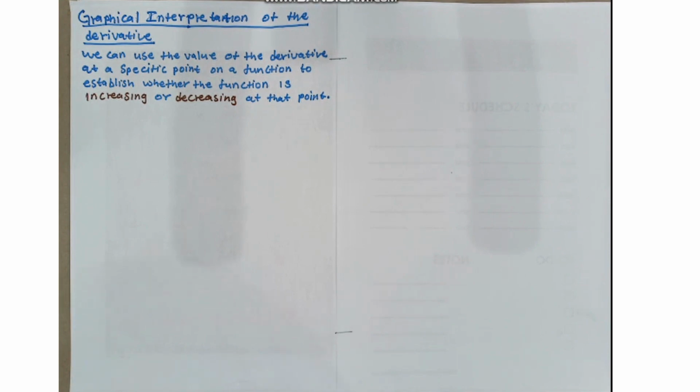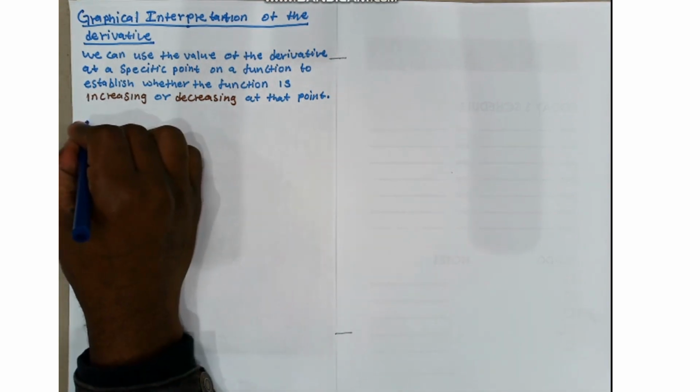Today we'll be focusing on the graphical interpretation of derivatives. So we'll be interpreting the graphs based on derivatives. I hope you still remember what the derivative is. We use it as the gradient of the tangent. So how can we use the derivative?